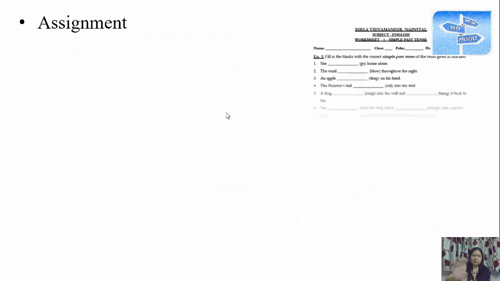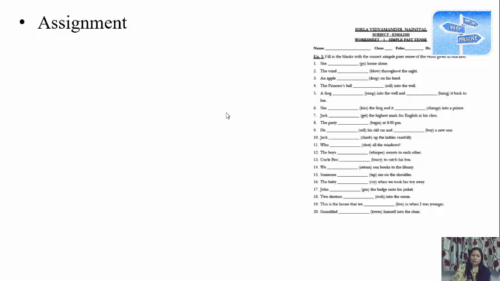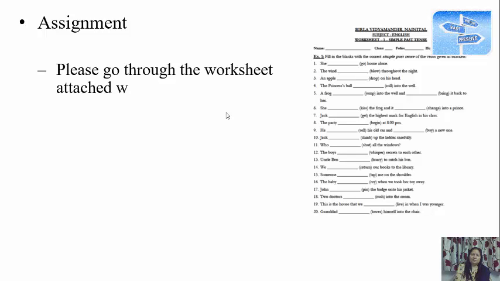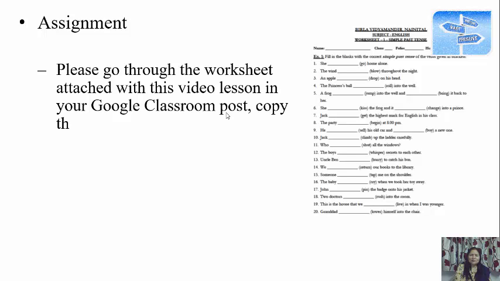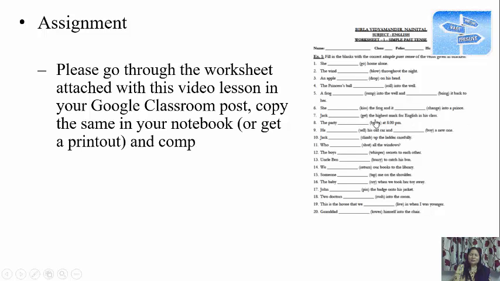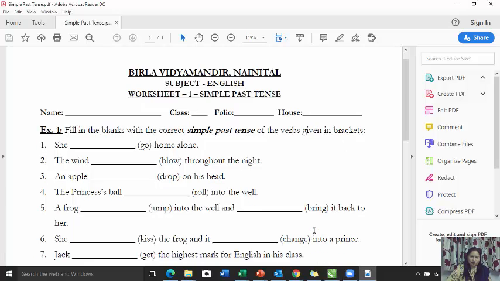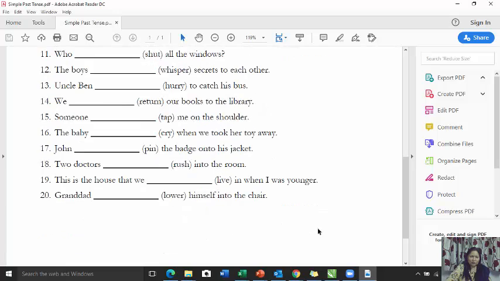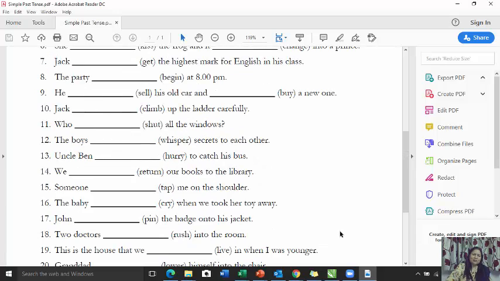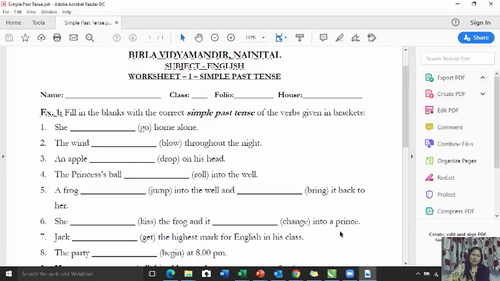And what is the assignment? This worksheet. So what you have to do? Go through the worksheet, copy it in your notebook and solve this in simple past tense. Now this is the worksheet. Okay, this is the worksheet. You have sentences from 1 to 20. So these 20 sentences you have to write in past tense.